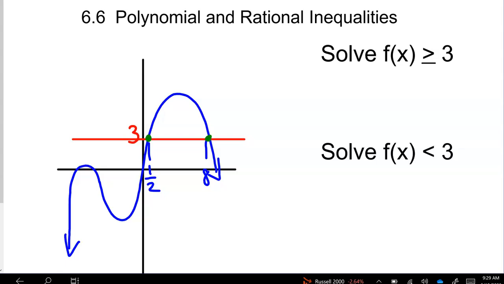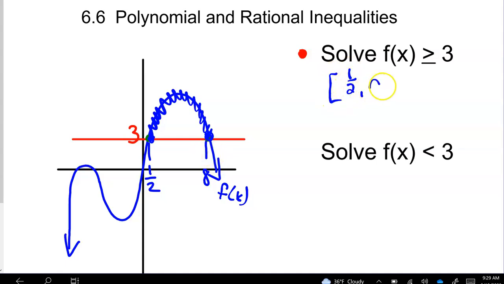This is section 6.6, and we are going to start with a problem right here where we're going to solve where f of x, and the f of x is actually this curve here that I'm giving you, is greater than or equal to 3. If I was shading that, I would shade this part right here. This is at 1/2 as it shows here, and this is at 8, which it shows here, and it includes it, so it's going to go from 1/2 to 8. And we've done something like this before.